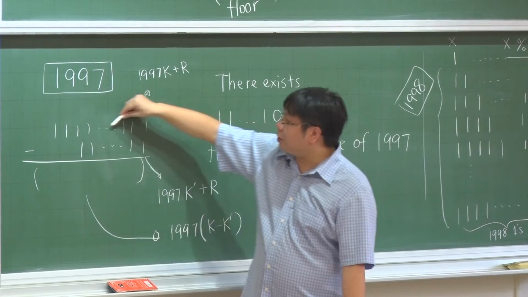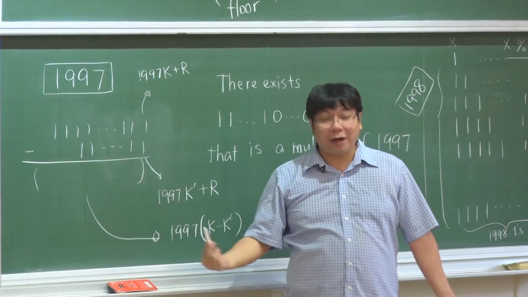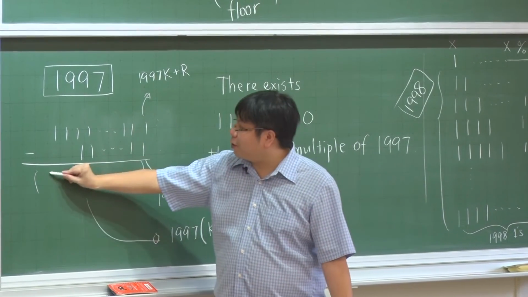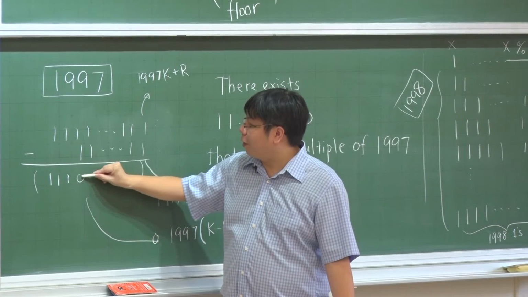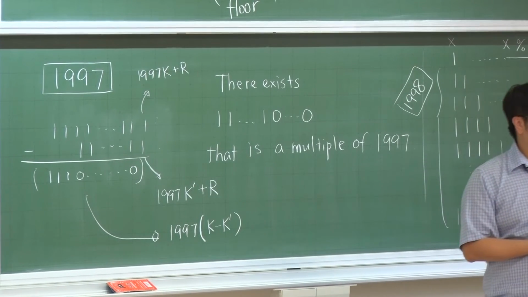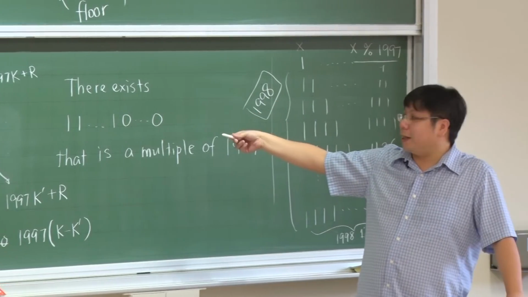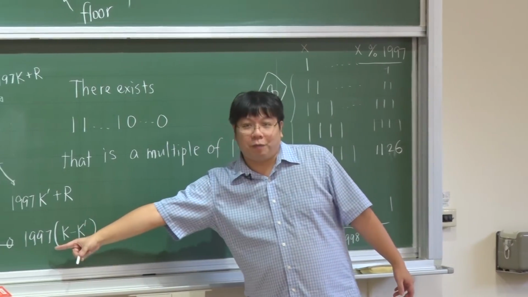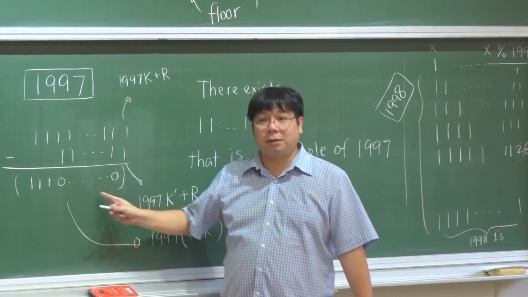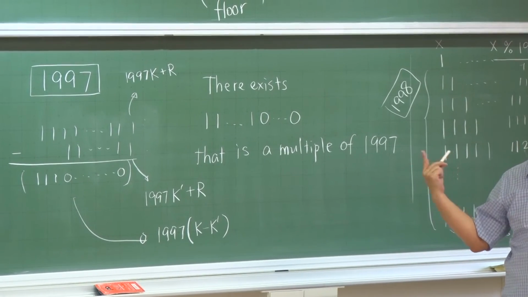So how does the difference look like? This is a bunch of 1s, and then you are subtracting another bunch of 1s. So the difference must be a bunch of 1s followed by a bunch of 0s. Is that okay? In that sense, we have just proven that there is a number which is a multiple of 1997, and it is of a special form. It starts with 1s and ends with 0s. Okay, amazing, right? I think this is quite amazing.